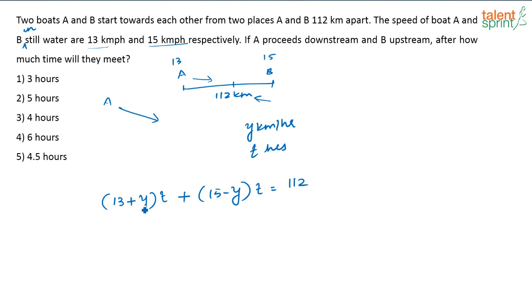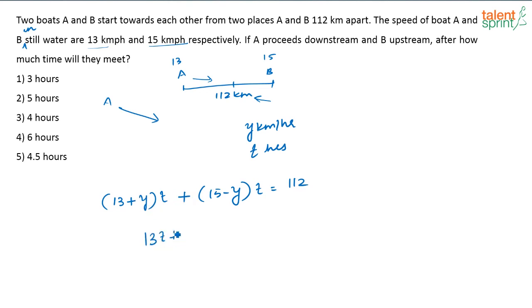It is nothing but 13 plus y into t. Similarly, in the same time, the distance travelled by boat B is 15 minus y into t. Then the total distance covered is 112. Solve this. If you solve it, obviously the yt terms will get cancelled. So basically y will get cancelled. So what will you have?